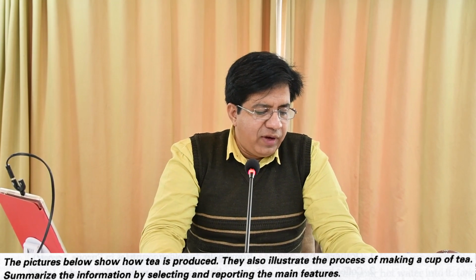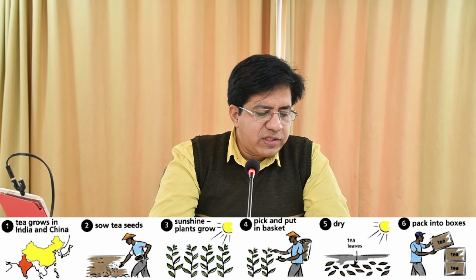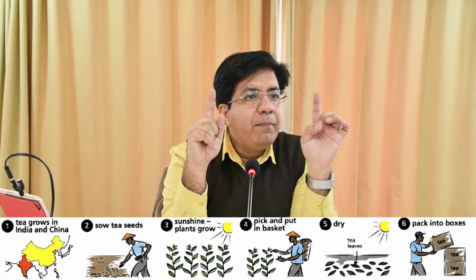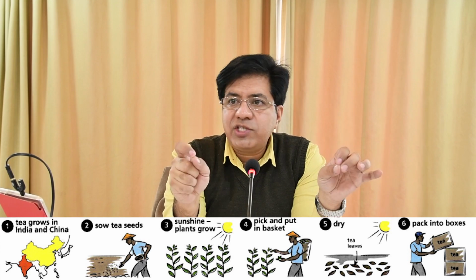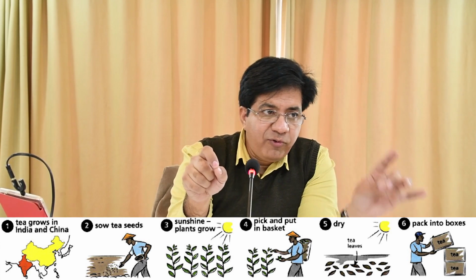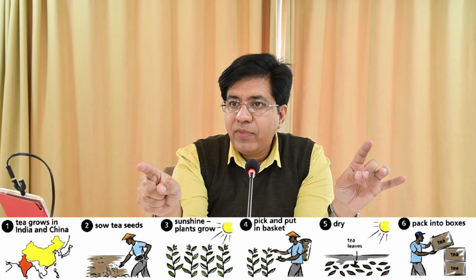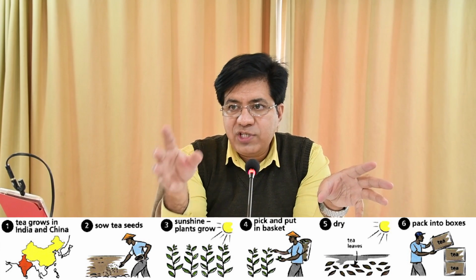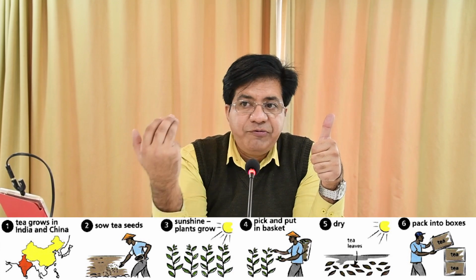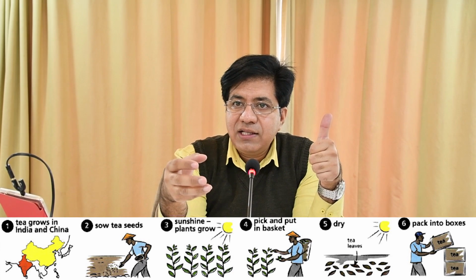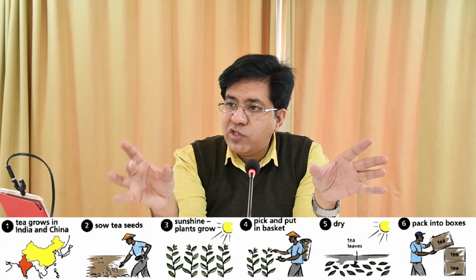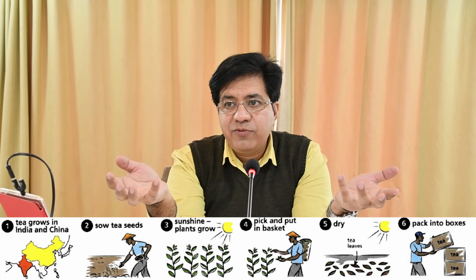Okay, step number 1. Tea grows in India and China. Now listen, what you have to do, number 1, whenever you write on process diagram, you will use present simple tense. Active voice and passive voice. Okay, what is active voice? What is passive voice? Tea is grown. Passive voice. Farmer grows the tea. Active voice. When the subject is active, subject is responsible for the action, that is active voice.